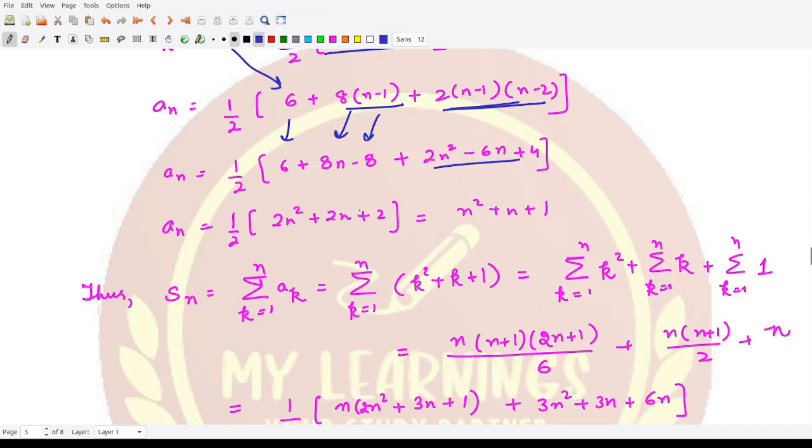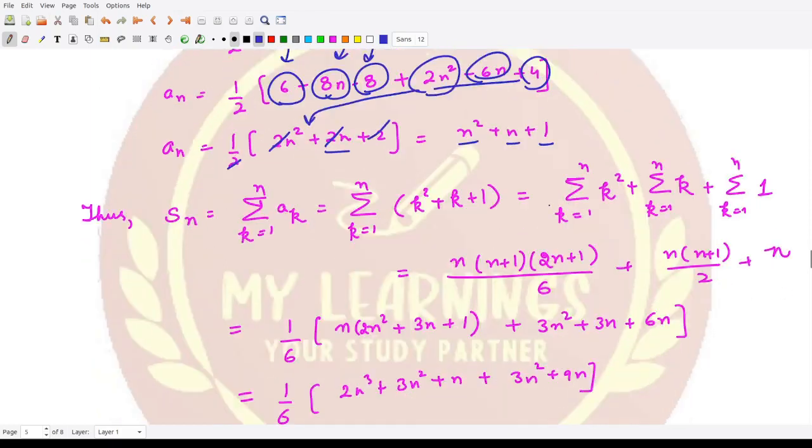So you have this, you can add and subtract the like terms. So this is the power 2 term, and this forms the power 1 term. So plus 8n minus 6n is plus 2n, plus 6 plus 4 is 10 and 10 minus 8 is plus 2, correct? So you have this term. Now this 2 gets cancelled with each of these terms after taking common. So you are left with n square plus n plus 1. This is your an, nth term.